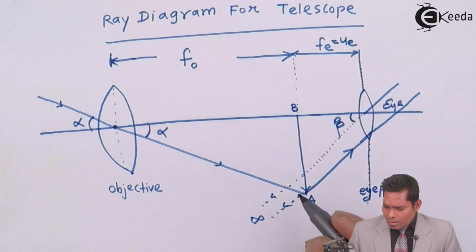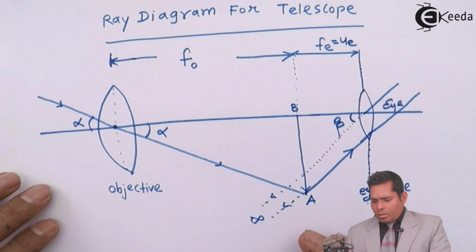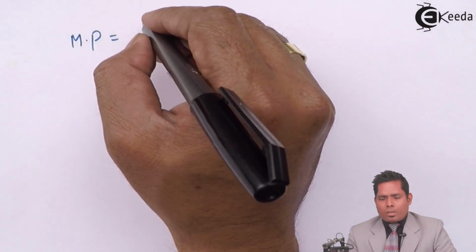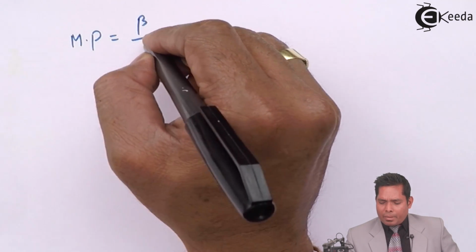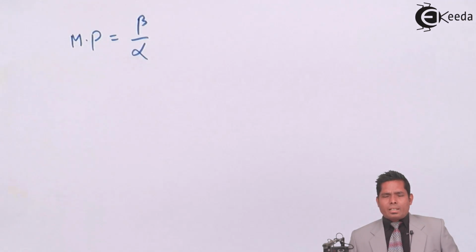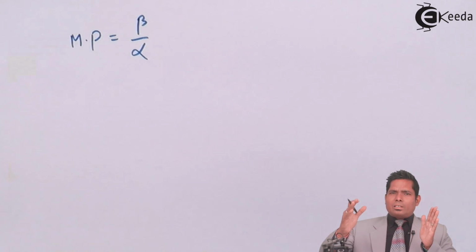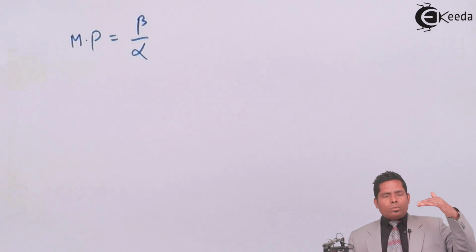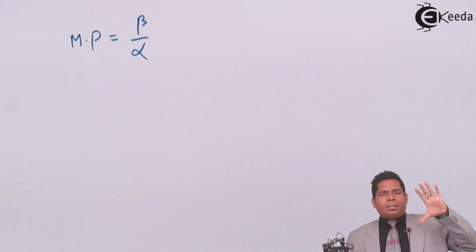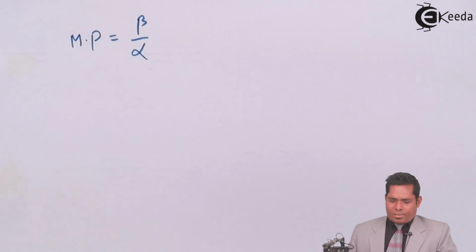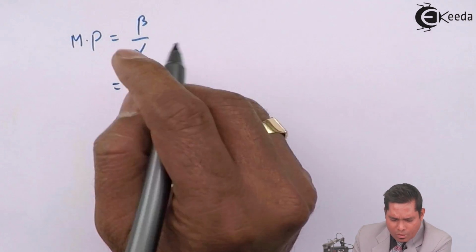Now according to the definition of magnifying power, it has to be the angle beta divided by the angle alpha, because that is the magnifying power definition. The final image, whatever angle it is obtained at the eyepiece, divided by the angle that the object projects at the objective lens. So therefore beta by alpha.